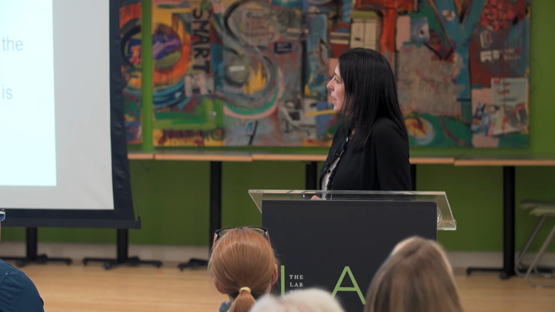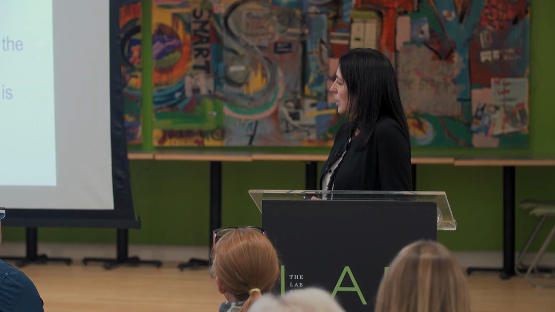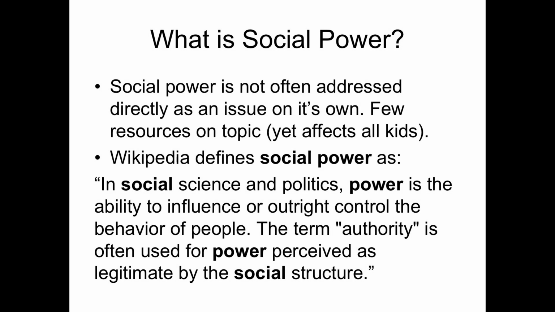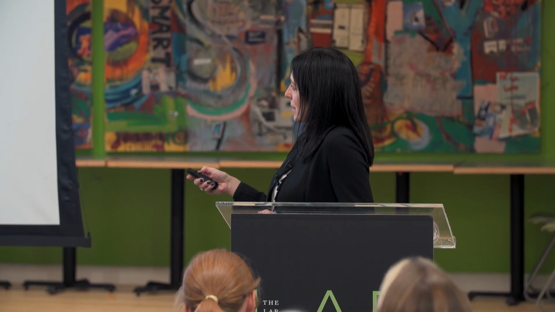Okay, so it's often not addressed, and here's this Wikipedia definition. So in social science and politics, power is the ability to influence or outright control the behavior of people. The term authority is often used for power perceived as legitimate by the social structure. And this part we're going to talk about, because this whole perception, if you're perceiving someone, actually gives them the social power, right? So we're going to really dissect that.